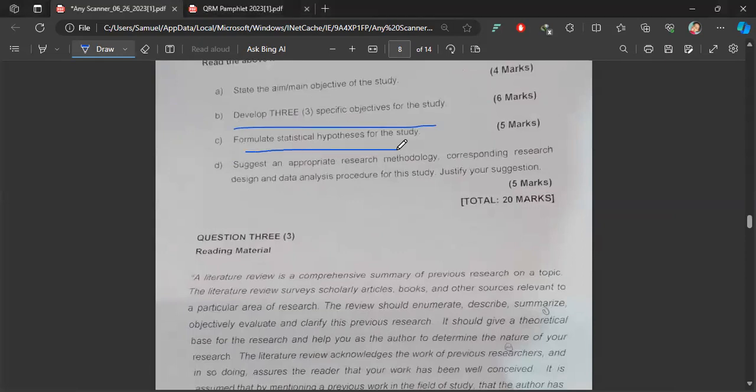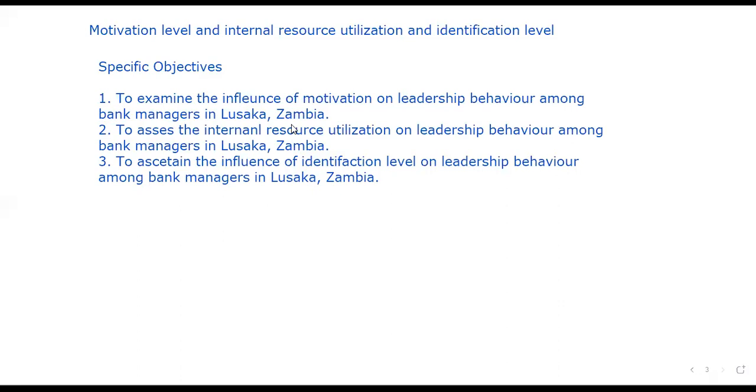The next question is to formulate a statistical hypothesis. Very easy. Remember, I explained in the previous session that there is a difference between a statistical hypothesis and a correlational hypothesis. Those are different types of hypothesis. So quickly, let me show you how the statistical hypothesis will look.